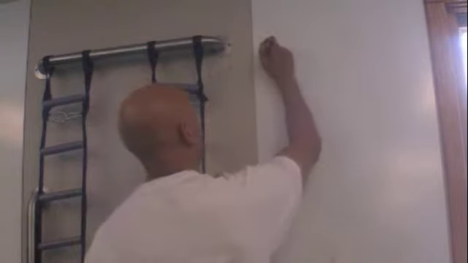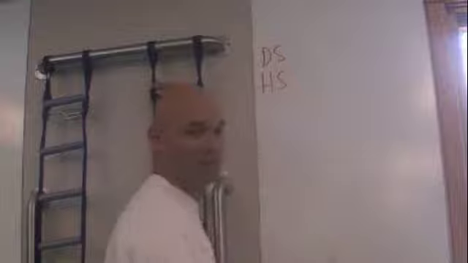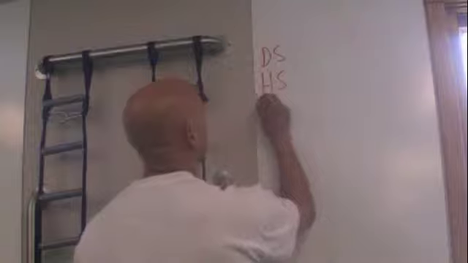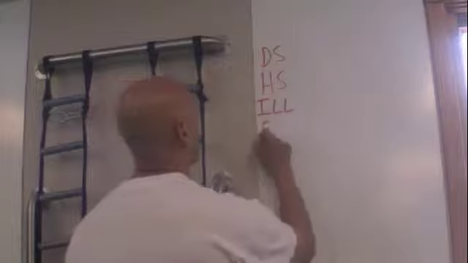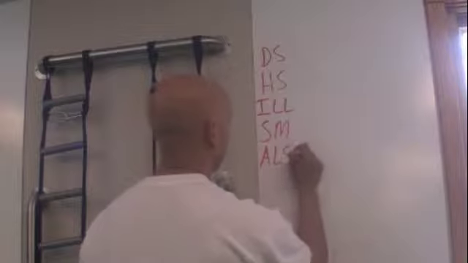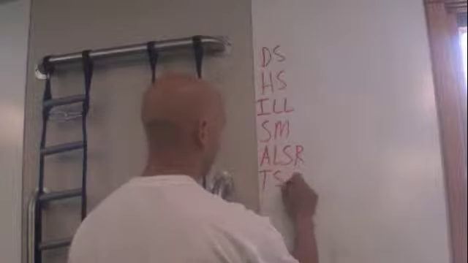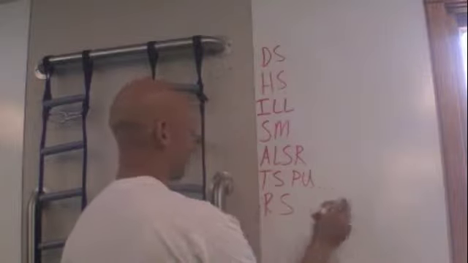Okay, so we have the 7 tests in the functional movement screen. We have DS for deep squat, HS for hurdle step, ILL for inline lunge. We have shoulder mobility here, SM, ASLR, active straight leg raise. TSPU, trunk stability push-up. And last one, RS, rotary stability.